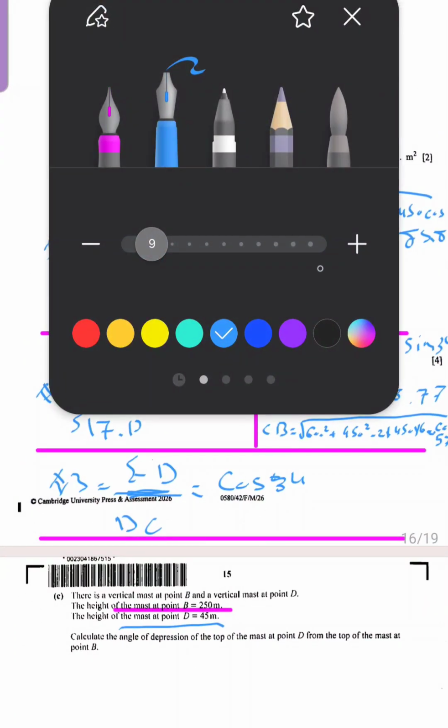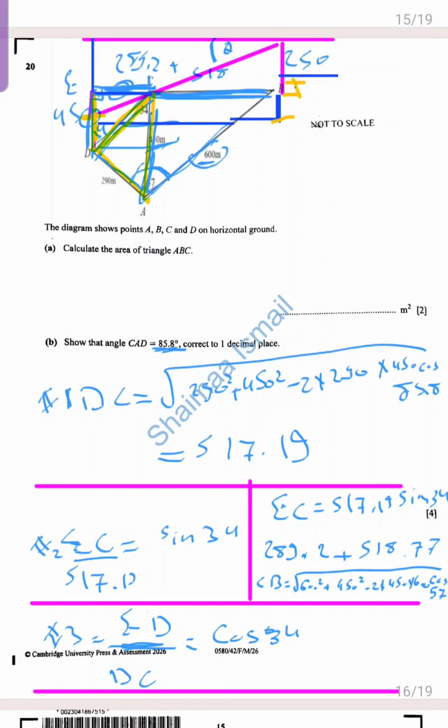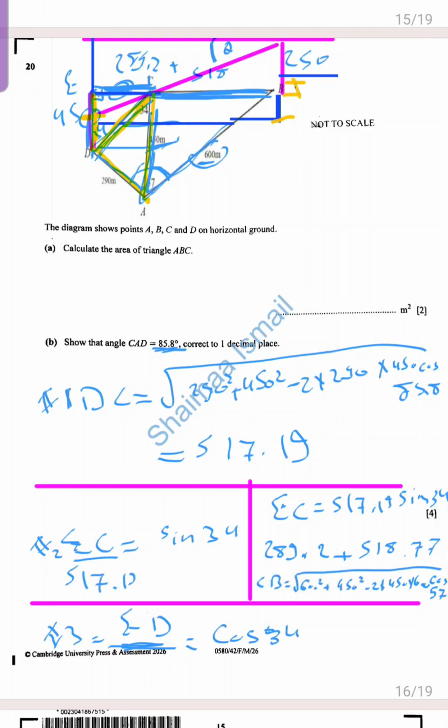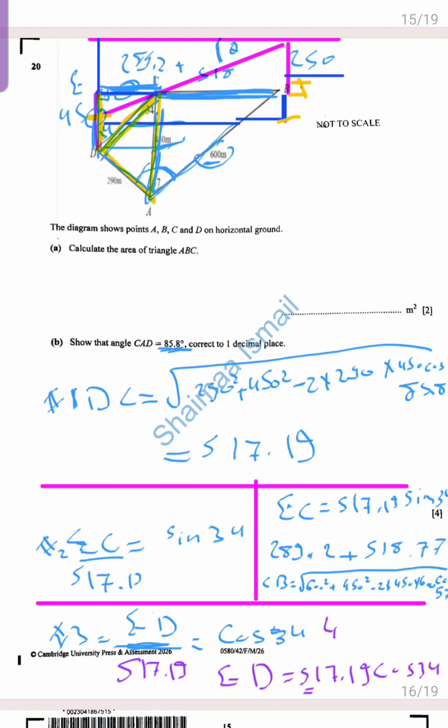And for now, we are going to work for this vertical part, which is the AD. So for the AD, we take away the DC and put in instead of it 517.19. So the AD now will be equal to 517.19 cosine 34, which on your calc is equal to 428.77. Remember this, we need to get the 45 from it.